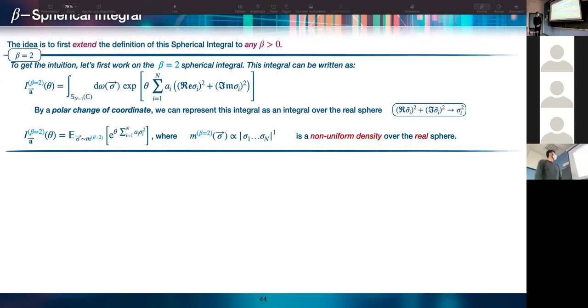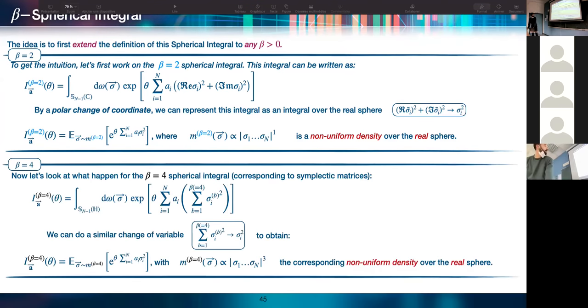So that's what I want to say. You have a change of variable, you have a Jacobian from this change of variable, and this Jacobian is this measure. So you have traded the fact that it was uniform on the complex sphere; now it's non-uniform, but on the real sphere. And you can do the same construction for beta equal four, except now this change of variable is different, and you will obtain another non-uniform density with a different exponent over the real sphere.